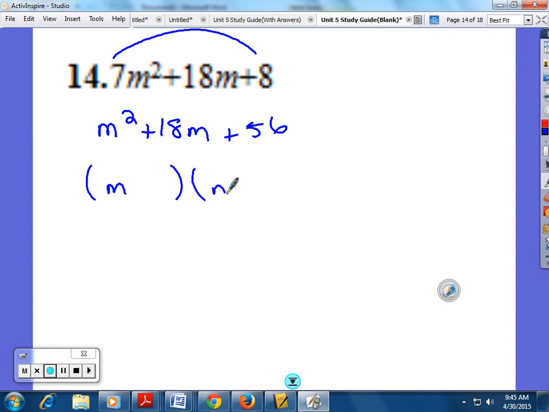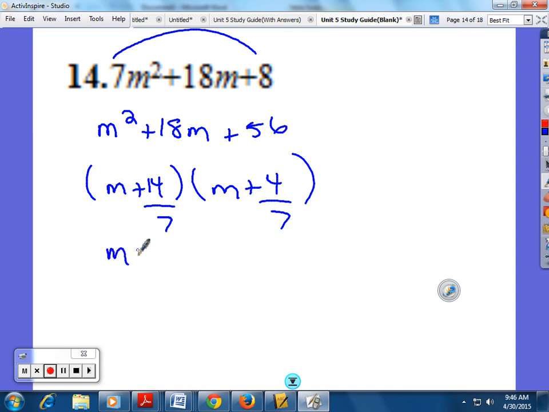Two letters that multiply to equal m squared are 2 m's. And two numbers that multiply to equal 56 but add to equal 18. Those two numbers should be 14 and 4. 14 times 4 is 56, and 14 plus 4 is 18. So now, don't forget, we got to stick our 7 back in our problem. Before you're done, you always got to put the 7 back in.